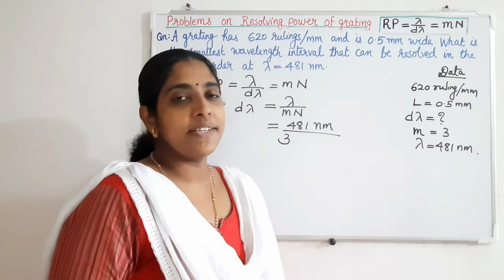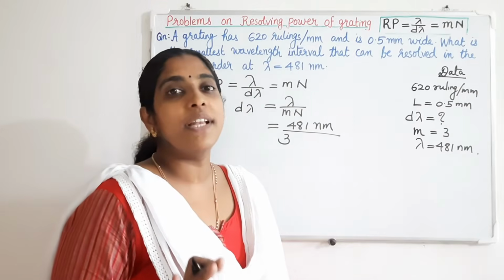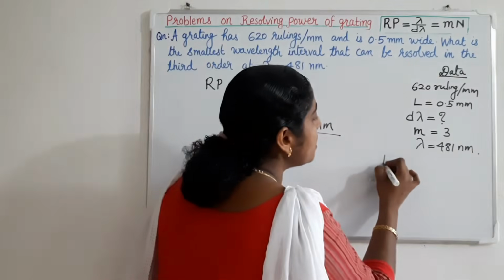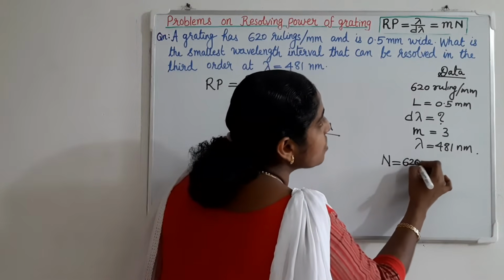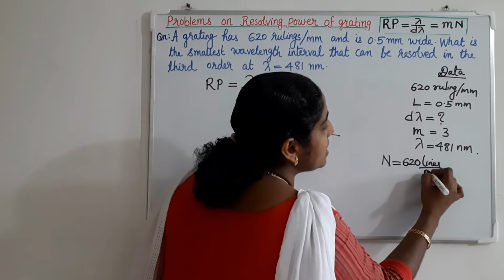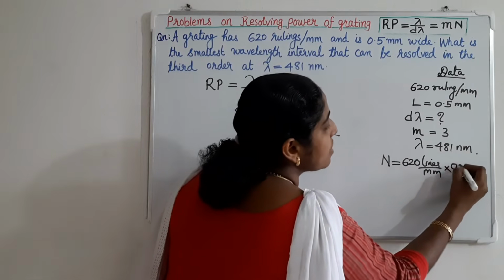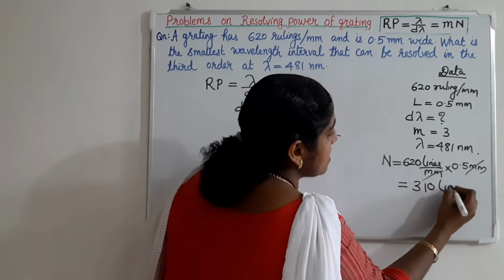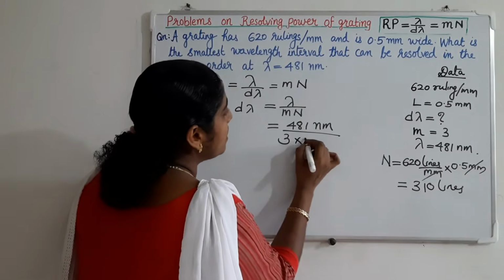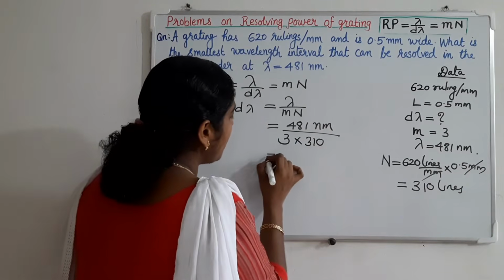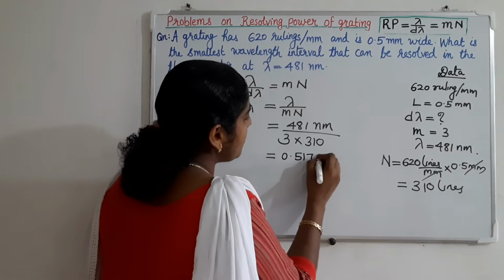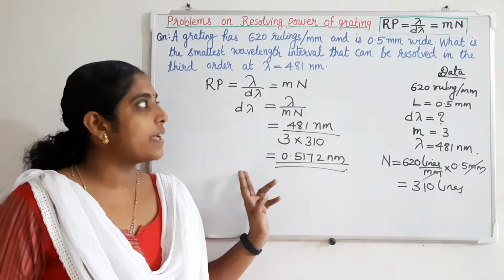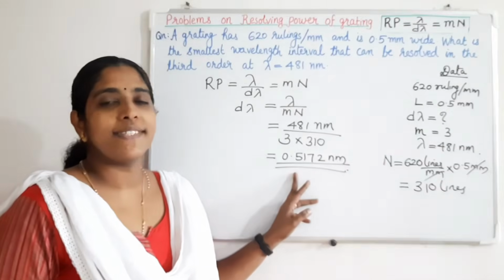N is the number of lines on the grating. It is not the number of ruled lines per unit length. Here the number of lines per unit length is given. So the total number of lines on the grating is 620 lines per millimeter into length of the grating, that is 0.5 mm. So we will get 310 lines. So we can substitute the value of N here. N is 310. So on calculating, 0.5172 nanometer. So the smallest wavelength interval that can be resolved in the third order is 0.5172 nanometer.